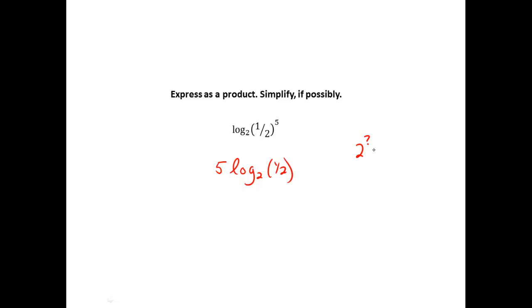Okay, so what we're thinking is 2 to the what is 1/2. Since we have our fraction, we know the question mark is going to be negative. And the answer is -1, because 2 to the -1 is 1/2. So this is like 5 times -1, which is -5.